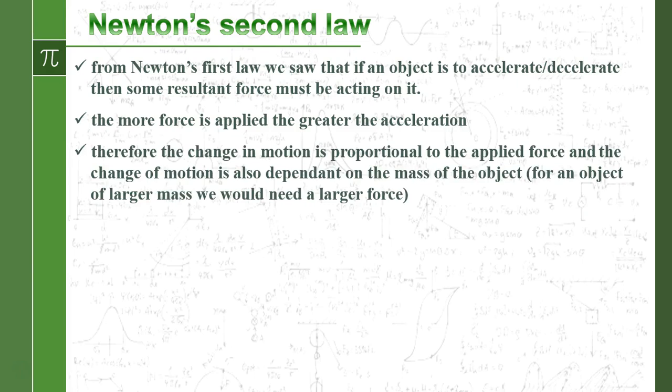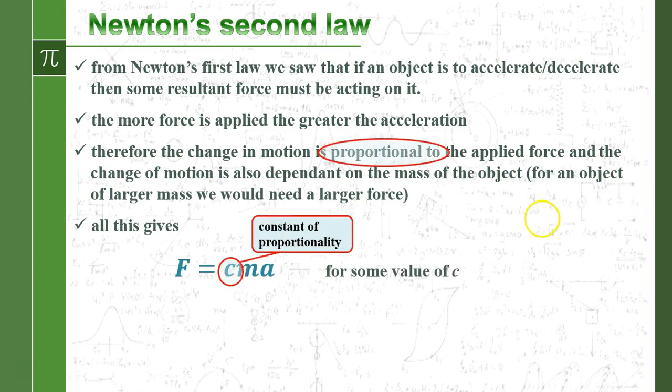But what Newton then said was, therefore, the change in motion, i.e. the acceleration, is proportional to the applied force. And he also decreed that it was dependent on the mass of the object, i.e. the larger the mass of the object, the bigger or heavier the object, the more force you need. Again, fairly common sense stuff. So what that gave us was that simple equation there. So you've got a constant of proportionality.